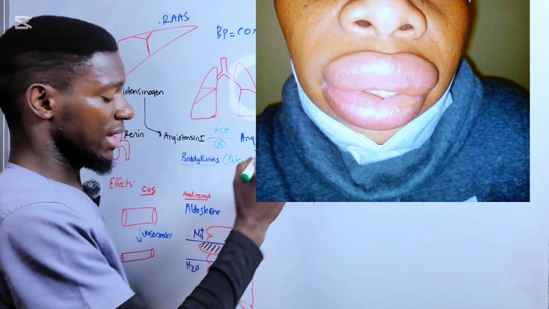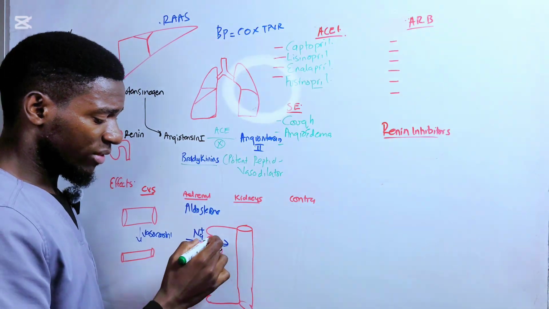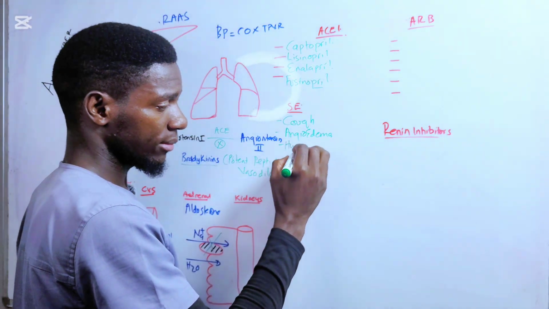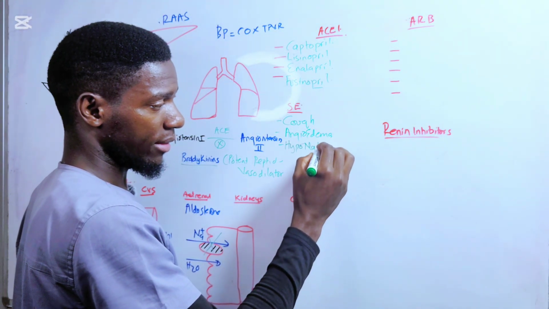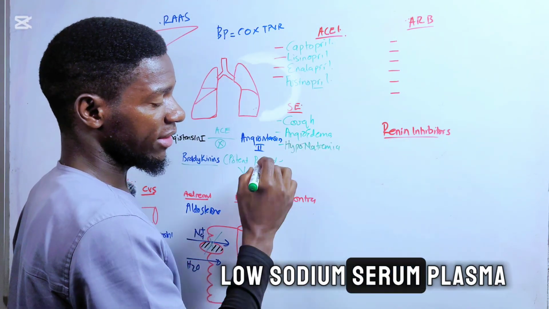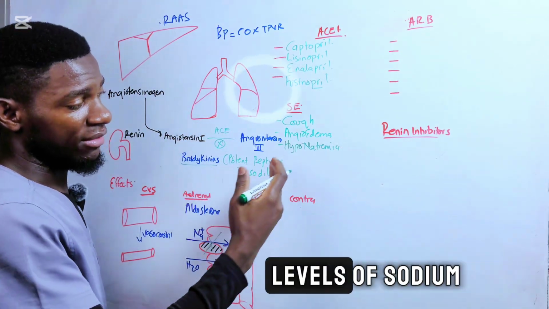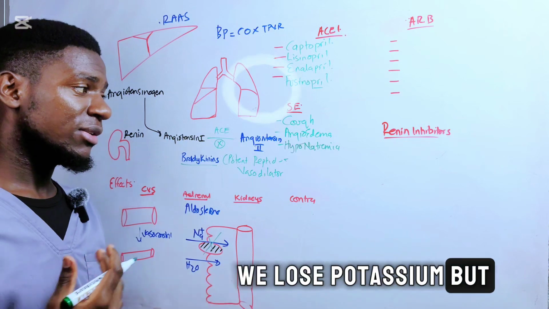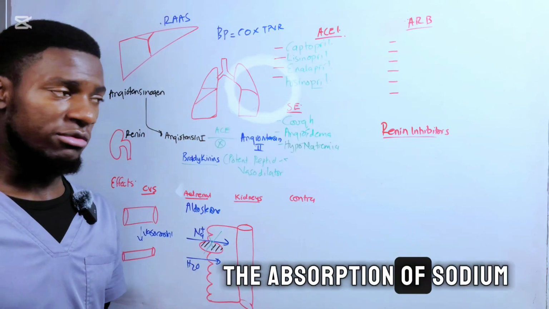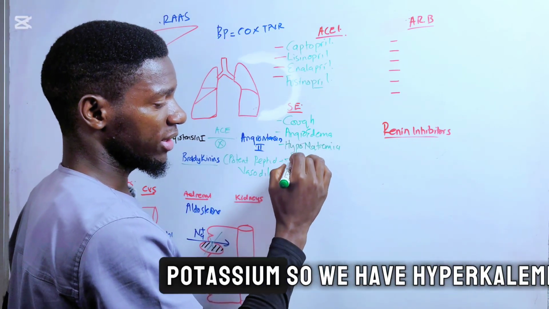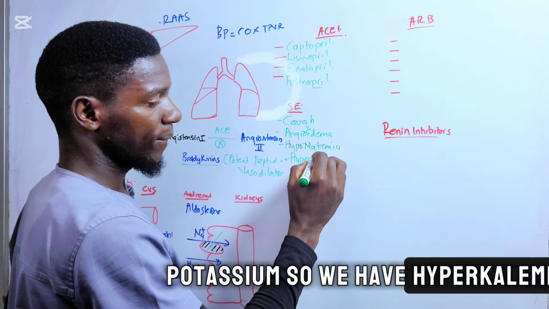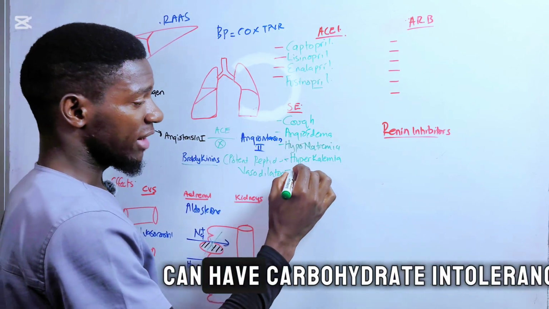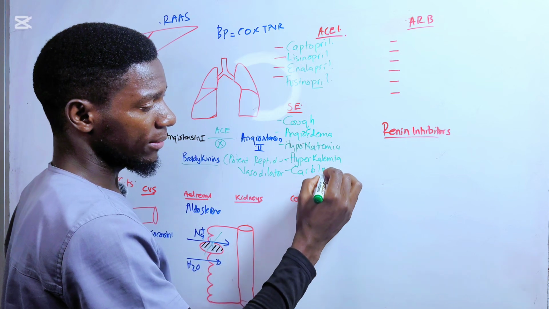Cough, angioedema, and since we are losing sodium because of an inhibition of sodium uptake, we will have hyponatremia, low serum plasma levels of sodium. And since whenever we absorb sodium we lose potassium, but since we have inhibited the absorption of sodium, we are going to accumulate a lot of potassium, so we have hyperkalemia.